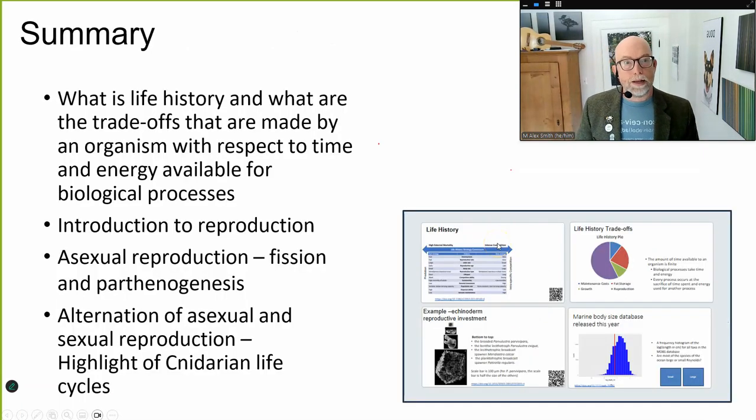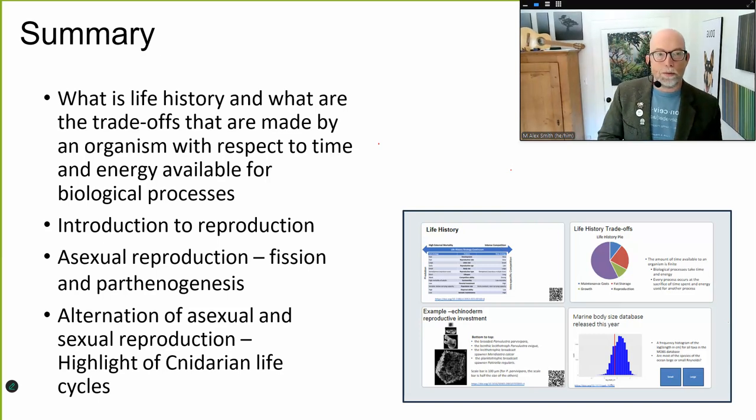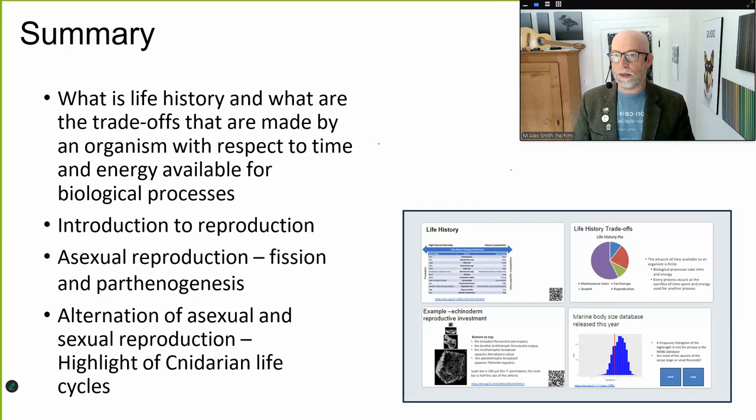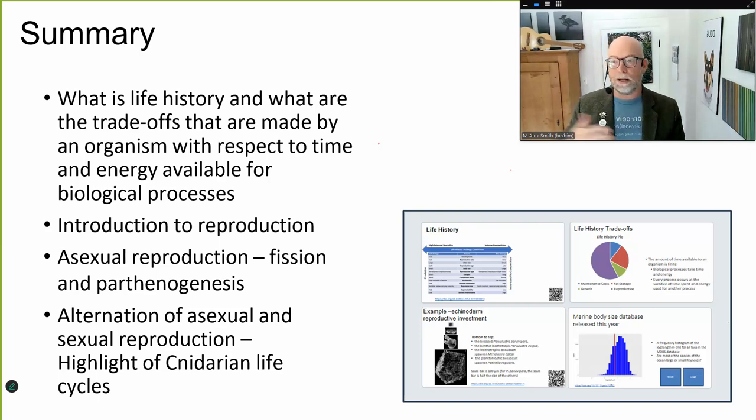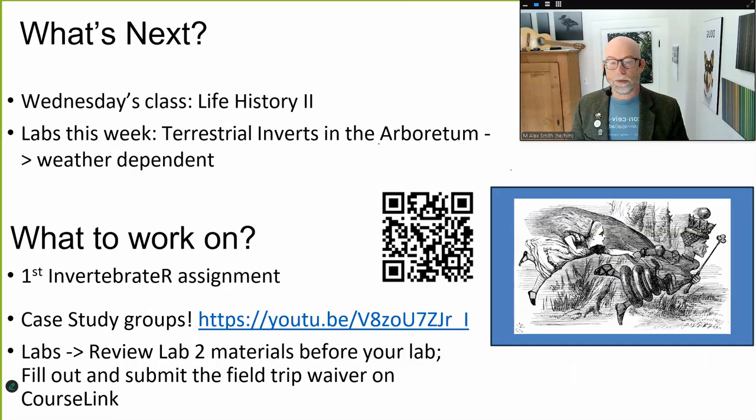So that is the extent of where I wanted us to get today, because I don't want to pull in too much all at one time. So we've talked today about a reintroduction to life history and the trade-offs that an organism makes with respect to time and energy and biological processes. We then worked our way into some of the classic invertebrate examples of different kinds of sexual reproduction. And then next time, on Wednesday, we're going to talk about a lot of life history theory as it affects reproduction, male and female investment in reproduction.